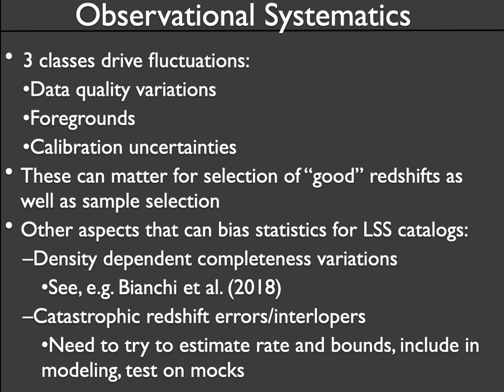Those you can't really treat on the catalog level. You can only try to estimate the rate, any bounds on what that rate could be, and then simulate and model the effect. You can try to make the rate as small as possible with your quality cuts in your catalogs, and we do that. But then, after you've basically optimized your purity metric, then you have to deal with the consequences in the model. So we'll mainly be discussing the sorts of items at the top here the rest of the way.